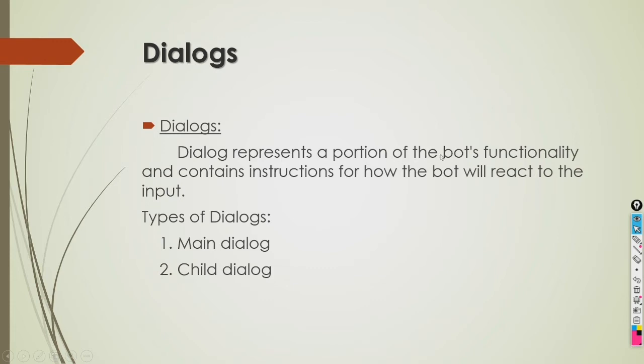So what is a dialog? A dialog represents a portion of bot functionality and contains instructions for how the bot will react to input. Inputs mean user requests. There are two types of dialogs, main dialog and child dialog. When you create your bot in Composer, Composer will automatically create a main dialog for you, whose name will be the same as your bot name. After that, whatever dialog you create will be a child dialog. And at runtime, the dialog that is running is your active dialog.